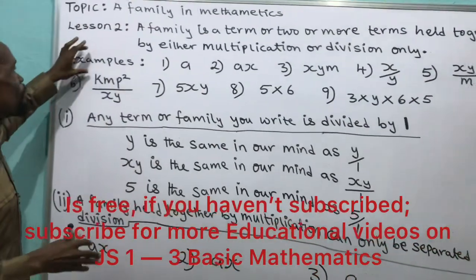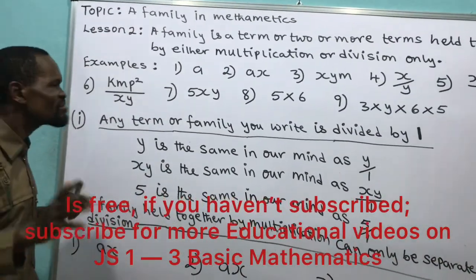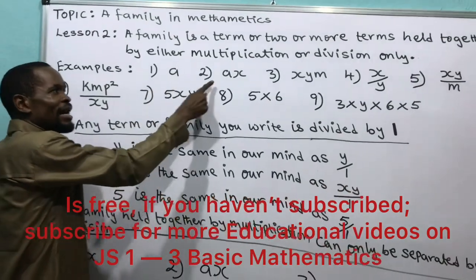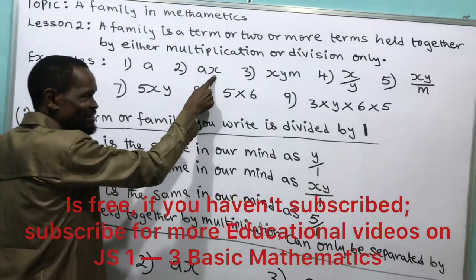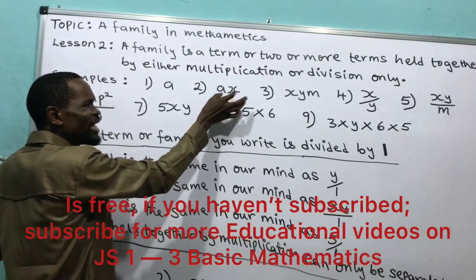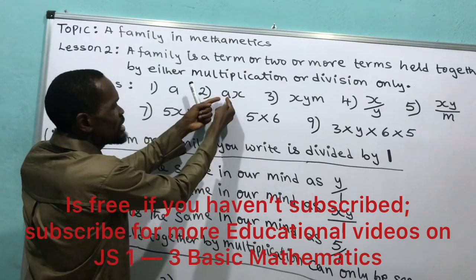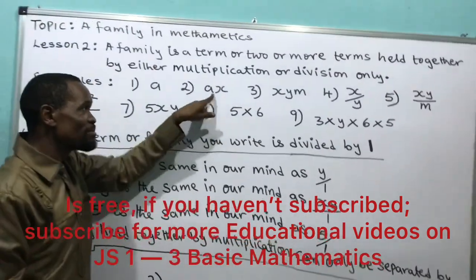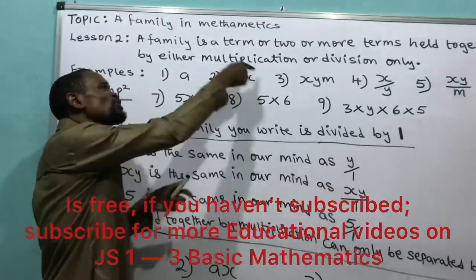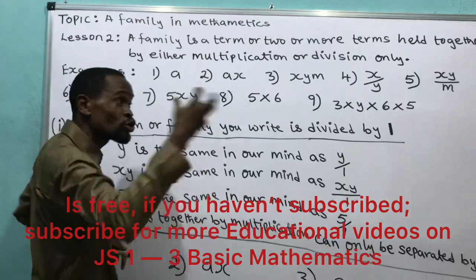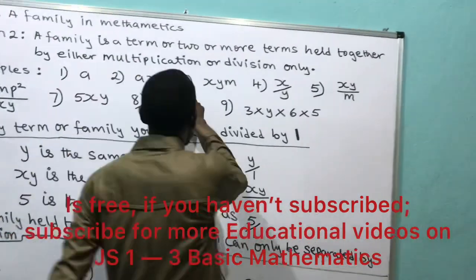Let us see examples. Number 1, A is a family, which we call a term. Then number 2, AX. A is a term, X is a term, held together by multiplication. This AX means A times X, and it's called a family, held together by multiplication. We come to number 3.